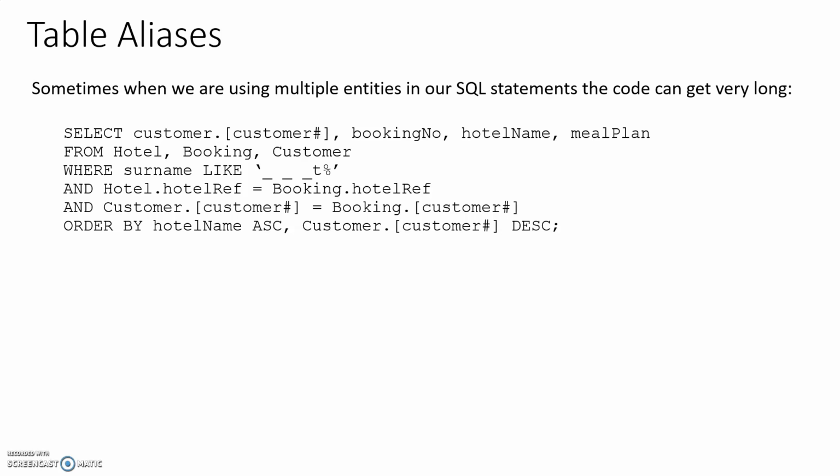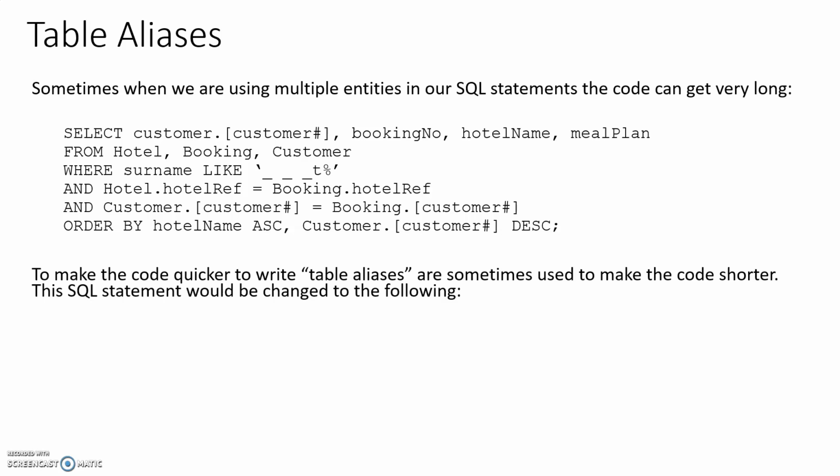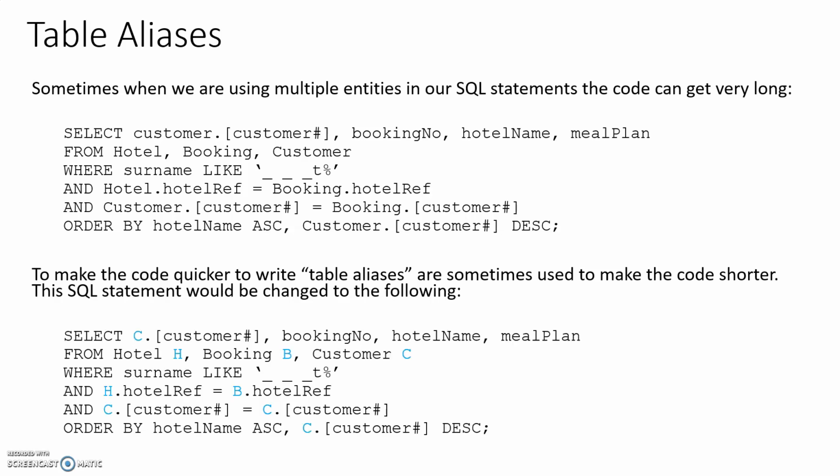But with table aliases, we start to give our tables shortened names to make our code more efficient, quicker and shorter. If we take that top SQL statement and give it table aliases, the code would change to this. The first thing I want to point out is the from statement. Here you can see from hotel, then a space, and then an H. Booking has a B. Customer has a C. This works really well for this database, because the tables all have very different names.